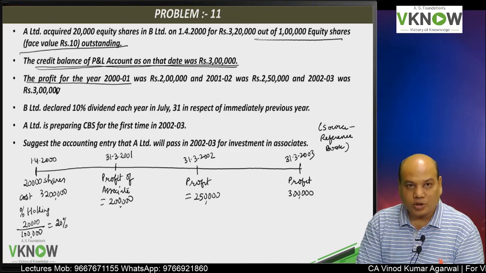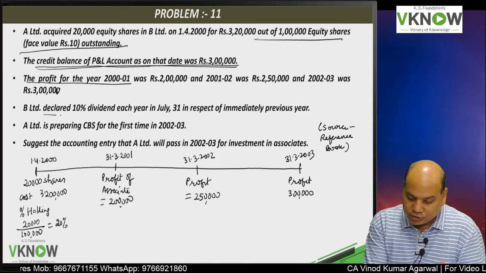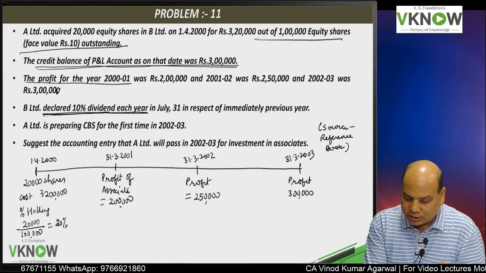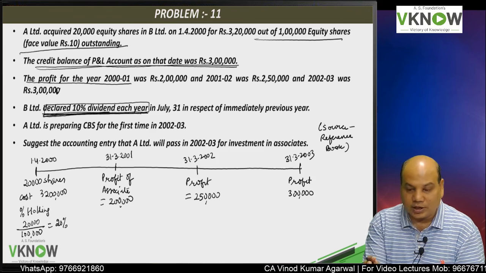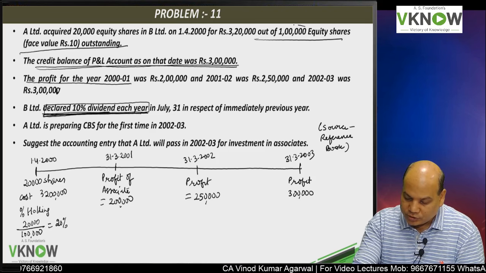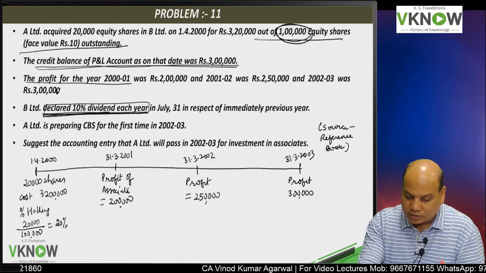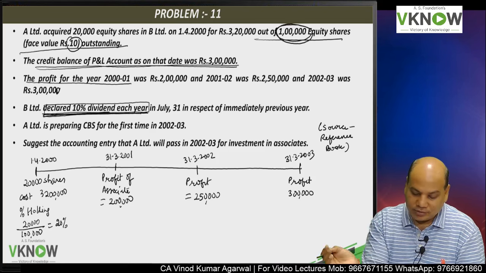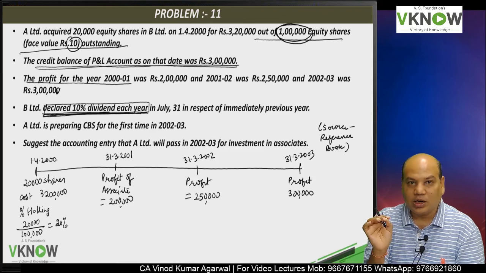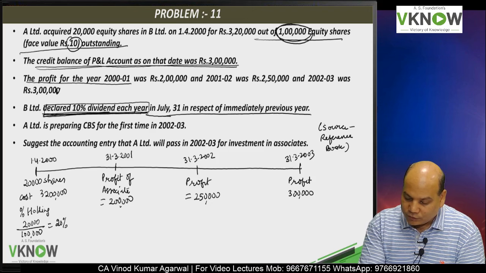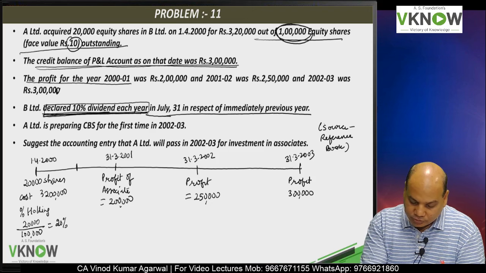Now it says an important line, B Limited declared 10% dividend each year. What is the policy of the associate to pay 10% dividend? How much dividend are they paying every year? You can see 1 lakh share capital into 10, 10 lakh into 10%, 1 lakh rupees dividend is paid in July in respect of the immediately previous year.